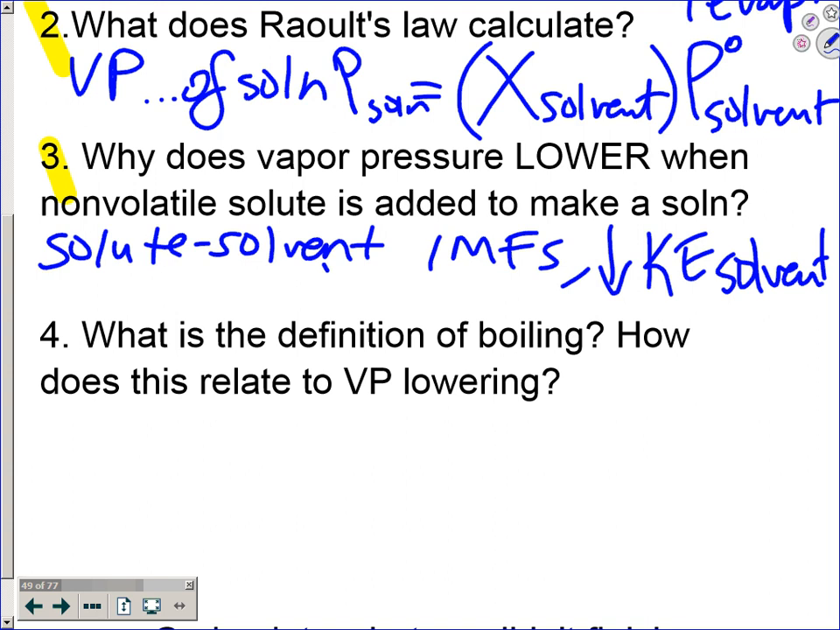And the definition of boiling is when what equals what? Vapor pressure is equal to the external pressure, the pressure of the atmosphere. I think that's probably more likely what you would say. You're right.